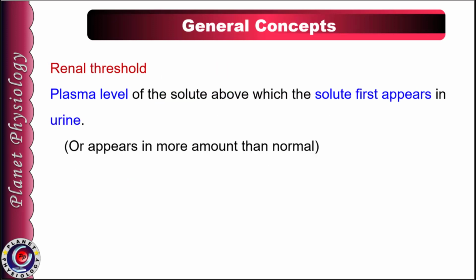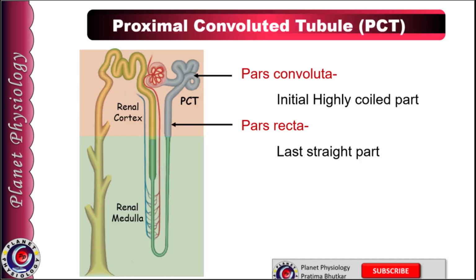The last term you should know is renal threshold. It is the plasma level of a solute above which the solute first appears in the urine. If the solute is normally present in the urine, then renal threshold is the plasma level above which the solute exceeds its normal concentration in the urine. Okay, with this basic understanding, let us start with the role of proximal convoluted tubule in urine formation.